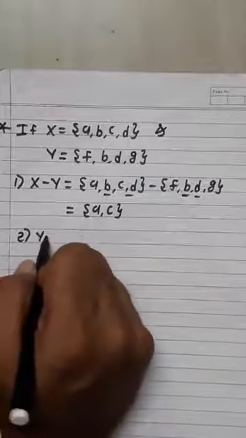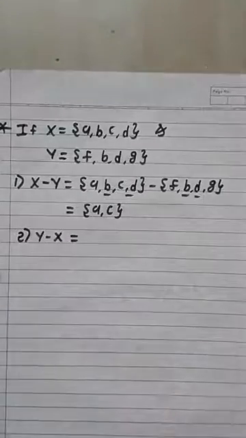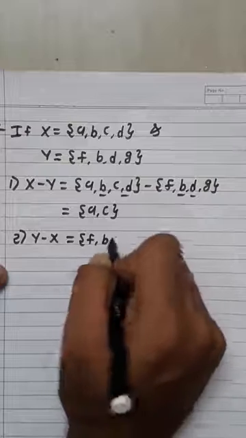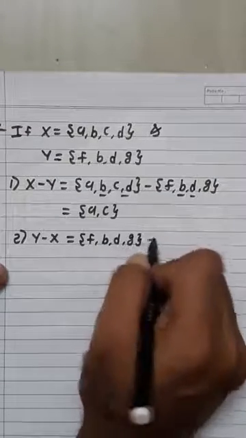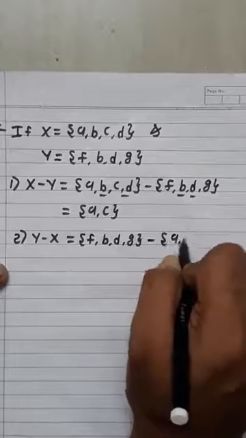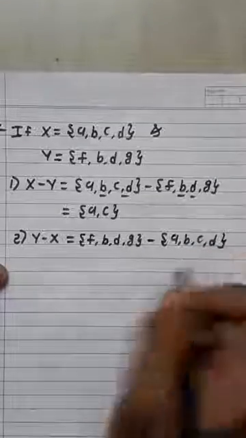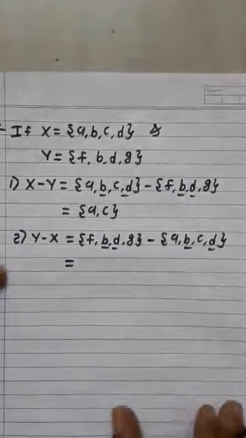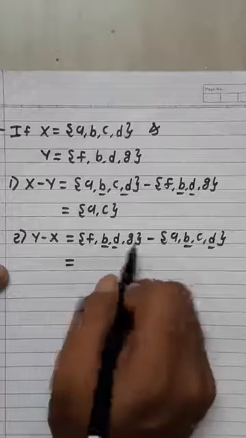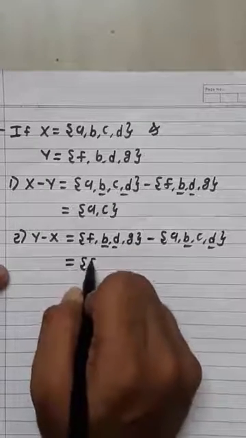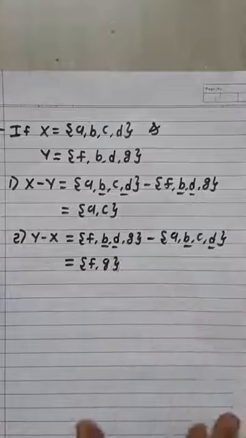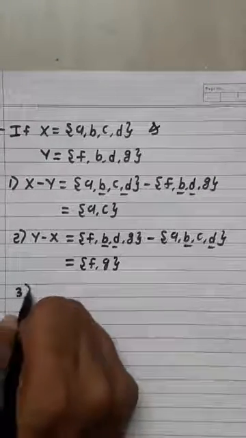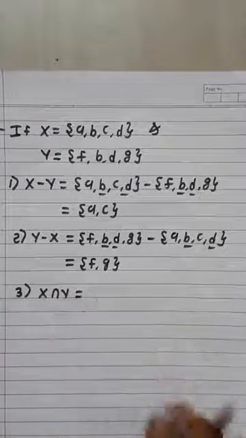Second one, Y difference X. So here Y is F, B, D, G, difference X, which is A, B, C, D. Now which elements are common in these sets? B and D are common. So the remaining elements of set Y are F and G. So the answer is F, G. Now third question, find out X intersection Y.